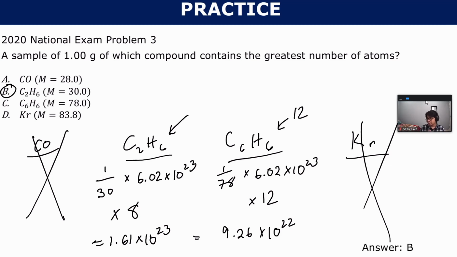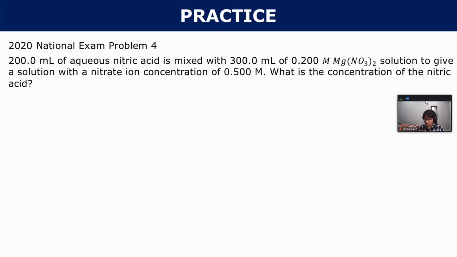So we saved a lot of time by not calculating the carbon monoxide and the Kr, and then we just had to calculate the number of atoms of the other two, and it was a pretty simple calculation. And then we just compared the two values to see which one was greater. Okay, let's take a look at problem 4.